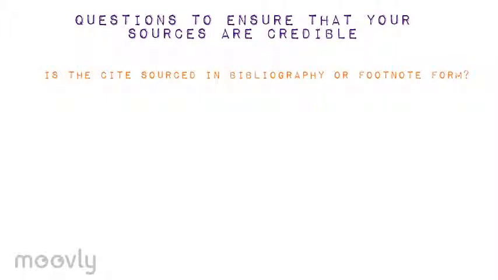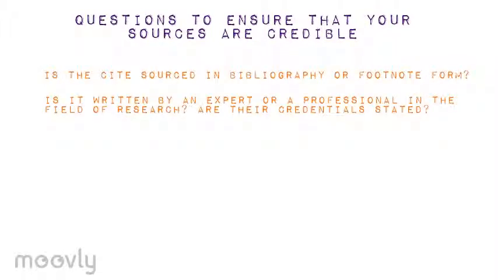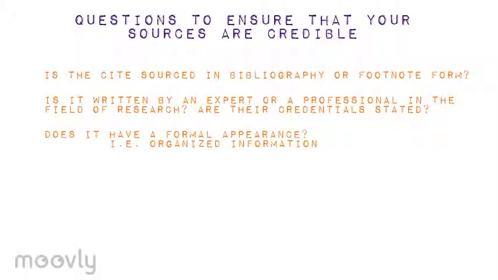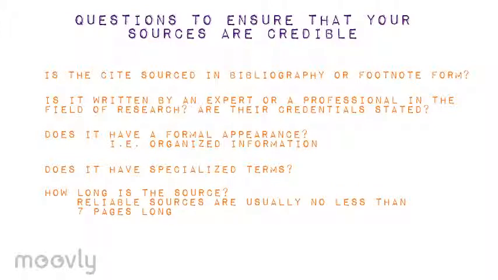Once you have found these sources, you must then ask yourself the following questions to ensure that your sources are credible. Is the site sourced in bibliography or footnote form? Is it written by an expert or professional in the field of research? Are the credentials stated? Does it have formal appearances, i.e., organized information? Does it have specialized terms? How long is the source? Reliable sources are usually no less than 7 pages long and often more than 20 pages.